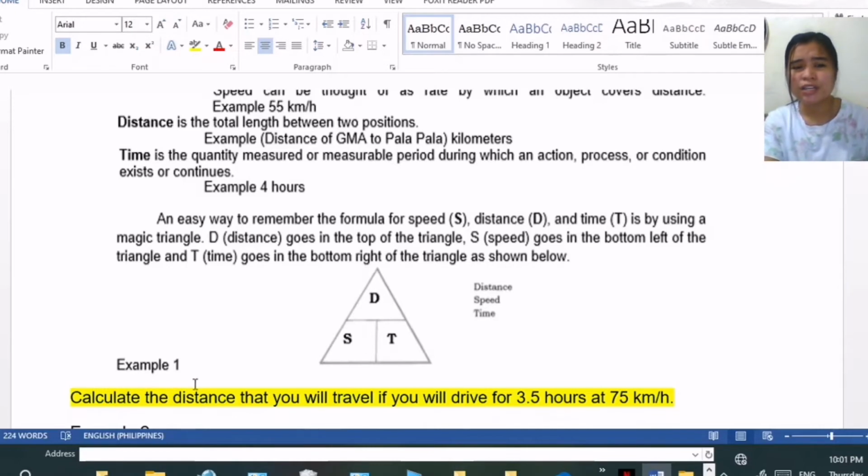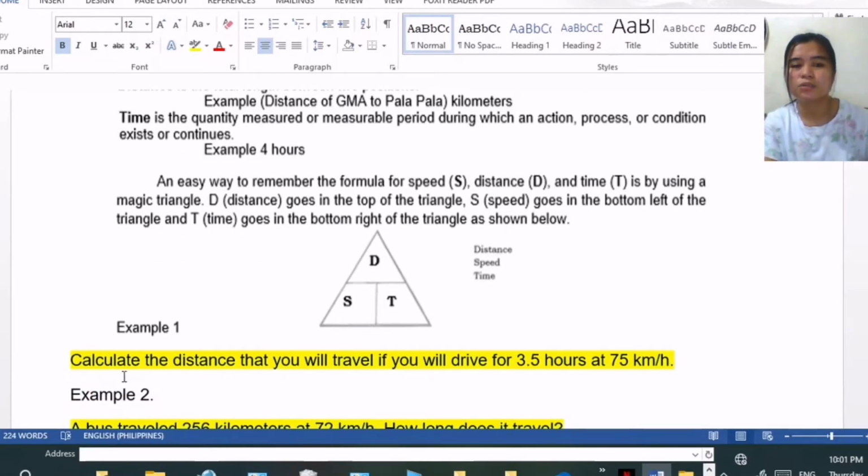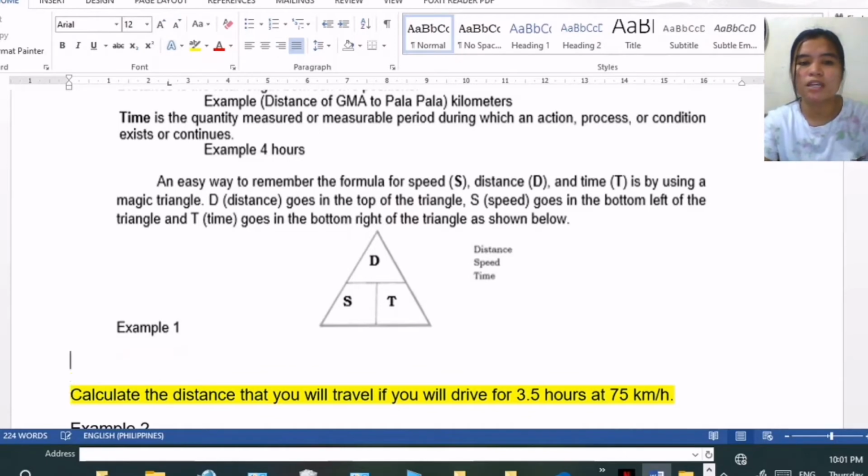Okay po? So, I have here example number 1. So, sabi dyan sa number 1, calculate the distance that you will travel if you will drive for 3.5 hours at 75 kilometer per hour. So, ang tinatanong is the distance. So, paano nga ba kino-compute yung distance? Okay, so bago yung problem na yan, ipapakita ko muna sa inyo kung ano ang mga formulas na gagamitin natin kapag hinahanap halimbawa yung distance or hinahanap yung speed or hinahanap yung time gamit ang magic triangle na to.